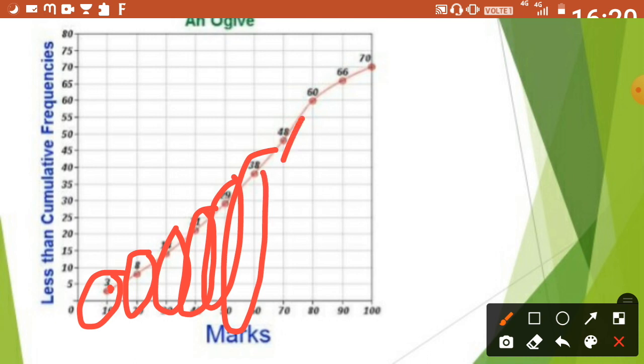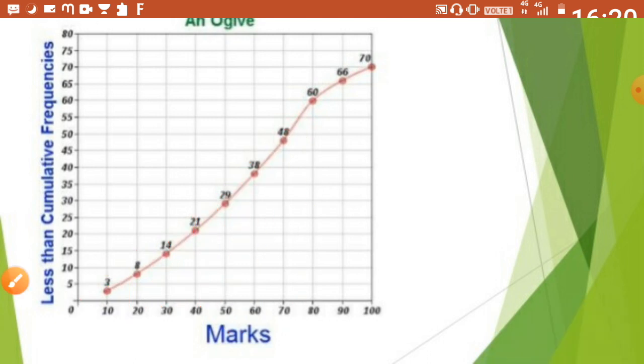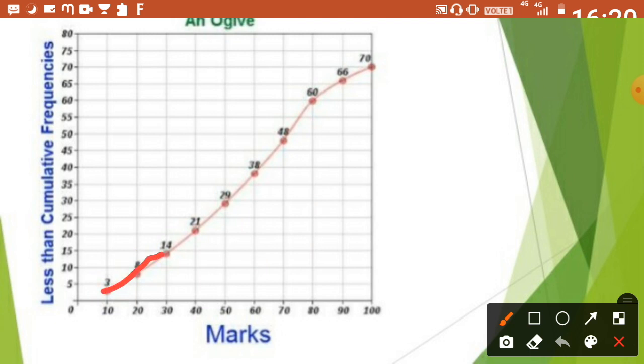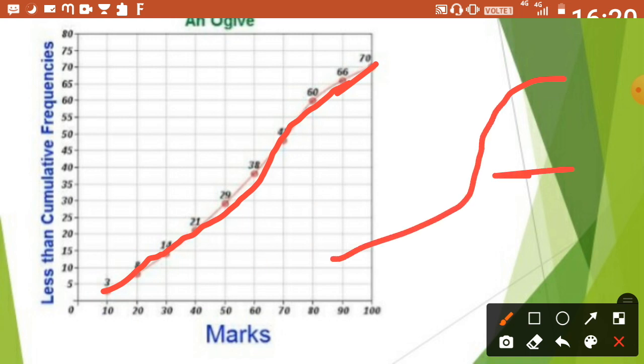Similarly you have to plot the points, and after plotting the points, you just have to join them. It looks like an S, right? S-shaped. That's why it is also known as the S-shaped curve, and also known as the less than ogive, as well as the less than cumulative frequency graph.